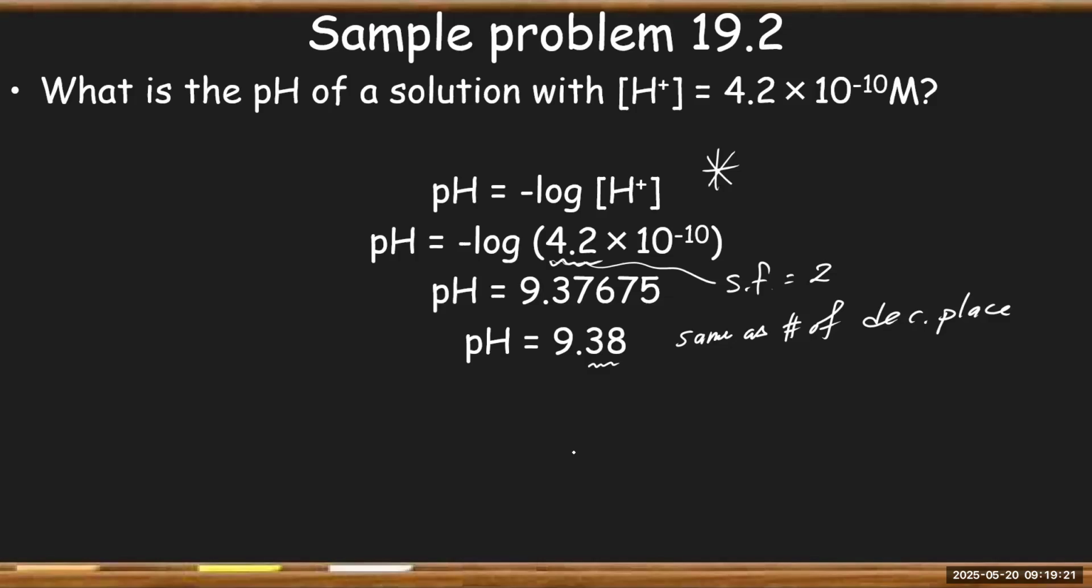But obviously, you don't want to leave it as 9.37675, 6294, 867. You don't want to leave a pH like that. So I don't know, 9.4. Will they take 9.4? Yes. But the correct sig figs would be 2 decimal places because it's 2 sig figs. Okay. All right, keep going.